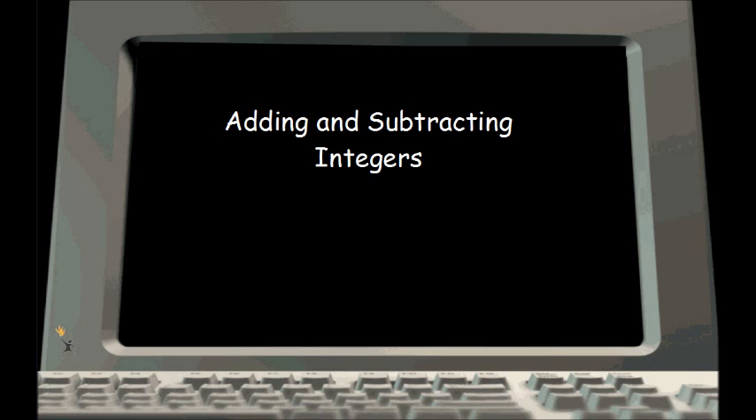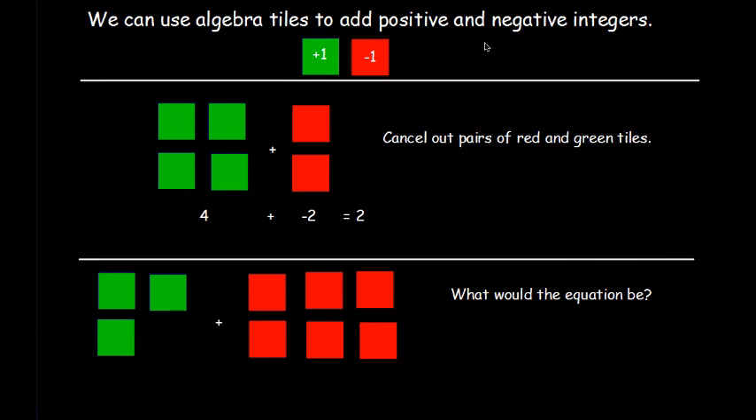Alright, today we're going to talk about adding and subtracting integers. So first, let's take a look at this. It says we can use algebra tiles to add positive and negative integers. So right now, this problem says 4 plus negative 2 equals 2.